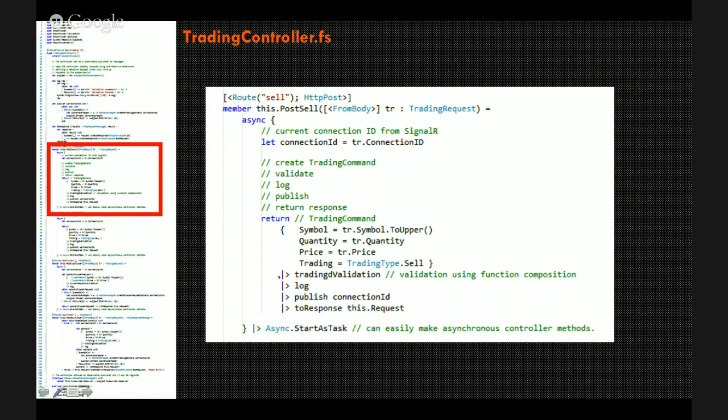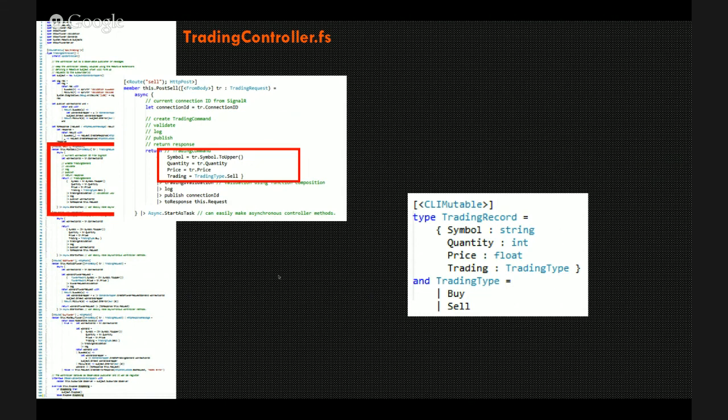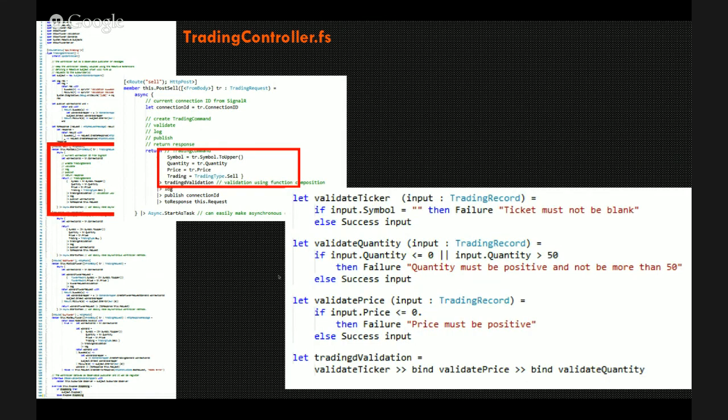And here I just use the F# pipeline operator to connect in a pipeline, as a flow, different functionality, right? In this case, I have some validation, some logging. I publish my command, and I return back the response. So yeah, the trading record I mentioned: symbol, quantity, price, and trading. I use the ROP approach to validate the incoming request using function composition.